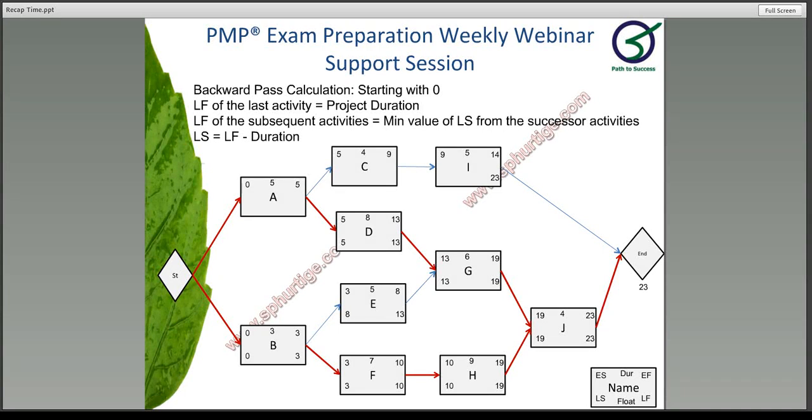Again, we can't work out A until we finish C. So we are going all the way to I. Now I's late finish is 23. 23 minus 5 is going to be 18. The same value you are going to put for the late finish of C, which is 18. 18 minus 4 is going to be 14. Now there is a comparison between 14 and 5, and as we already said, you have to take the minimum value. You take 5 and then you put it for A. 5 minus 5 is going to be 0.